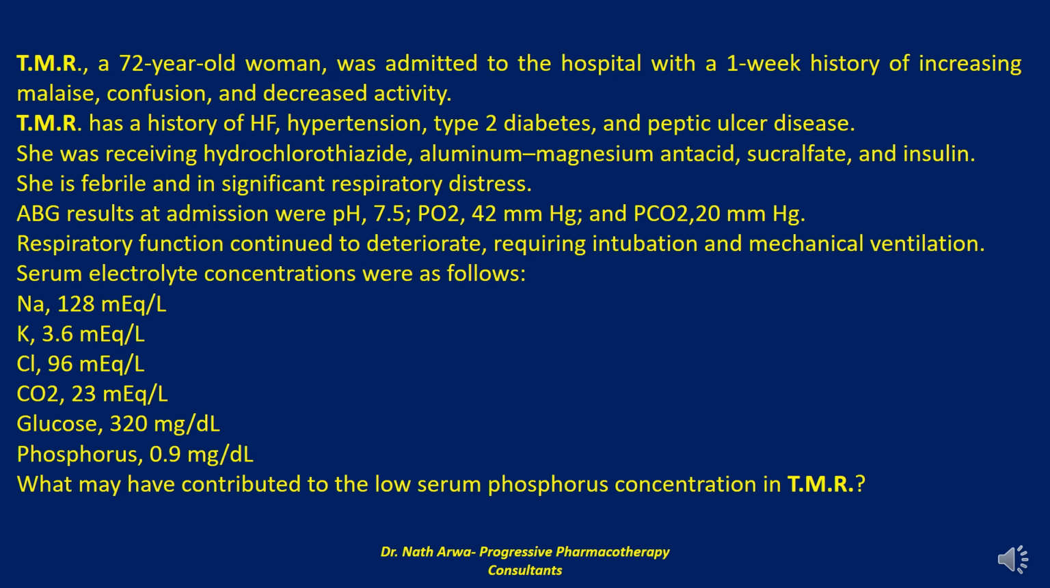Serum electrolyte concentrations were as follows: sodium 128 milliequivalents per liter, potassium 3.6 milliequivalents per liter, chloride 96 milliequivalents per liter, bicarbonate 23 milliequivalents per liter, glucose 320 mg per deciliter, and phosphorus 0.9 mg per deciliter. So my question to you reads: what may have contributed to the low serum phosphorus concentration in TMR?